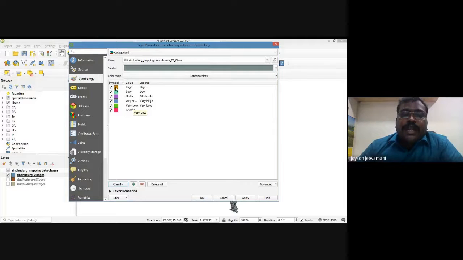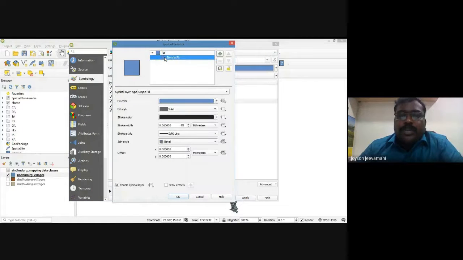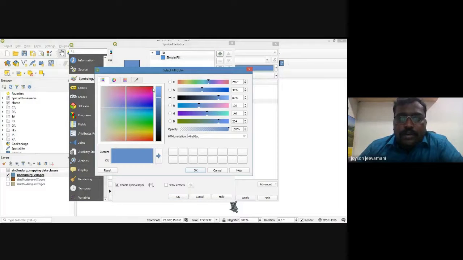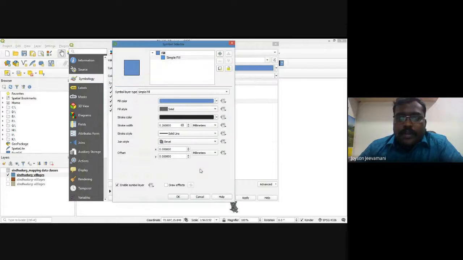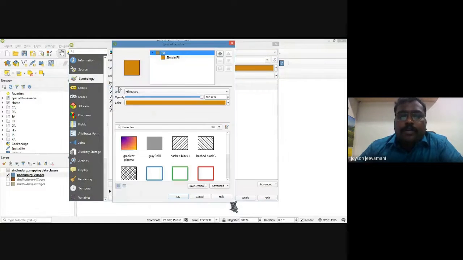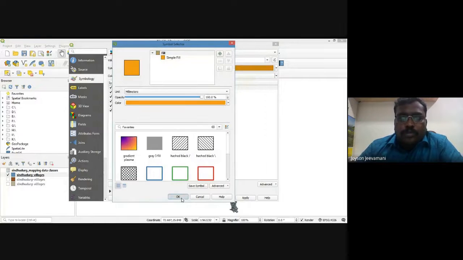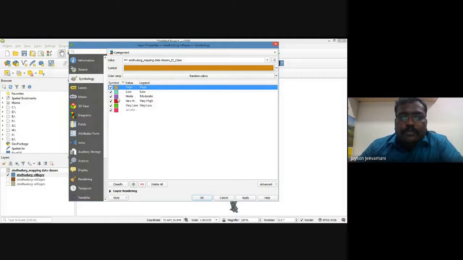You can change the colors of the categories. For example, if very high, I want it to look red in the map, so I am choosing red for very high. Then high will be somewhat lighter than red. Double click on that, you can see the colors and change the color. Can I give orange? I will give orange. Then moderate.